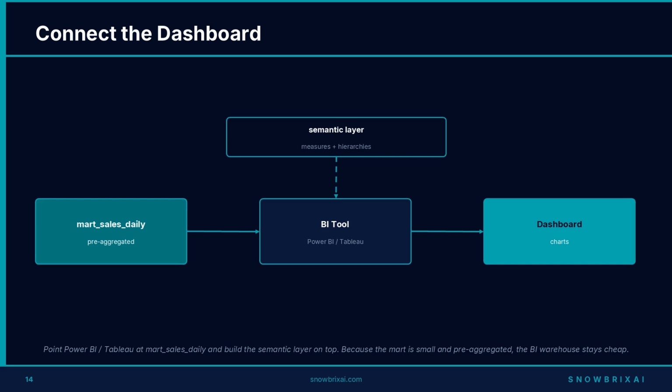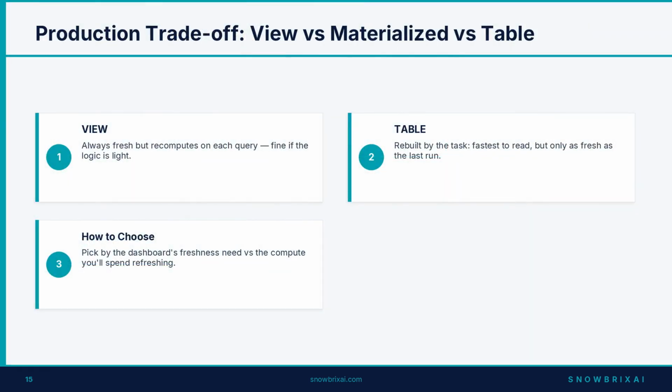Now let me give you the production trade-offs you will face. Now a real production decision you will have to make. How do you store that mart, view, materialized view or plain table? A view is always fresh but it recomputes on every single query. Fine if the logic is light, painful if it is heavy. A table rebuilt by the task is the fastest to read, but it is only as fresh as the last run. There is no single right answer. You pick based on the dashboard's freshness need versus the compute you are willing to spend refreshing. Name the trade-off out loud and choose on purpose.